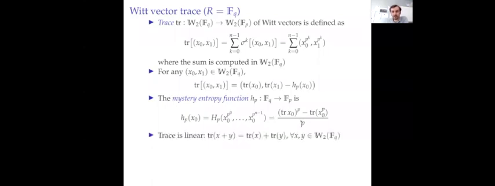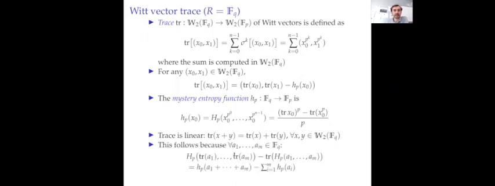And so you can check, for example, that this trace of these Witt vectors is linear, as it should be. And for that, you get some interesting identities for this entropy modulo P. And so what this identity, for example, is saying, and this is actually funny.